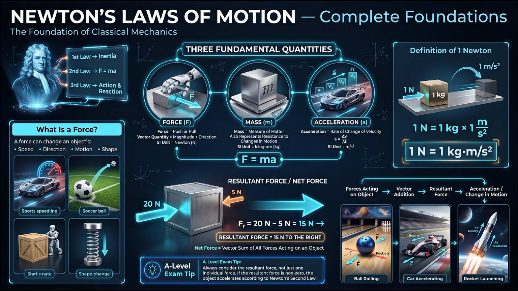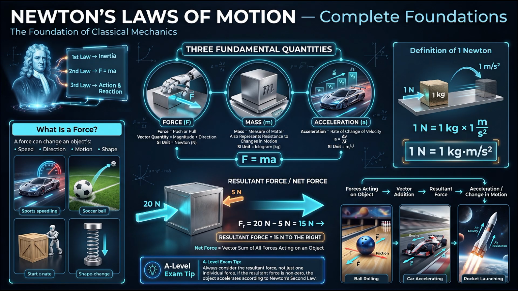For example, imagine a box being pushed to the right with a force of 20 newtons, while another force of 5 newtons acts toward the left. Because the forces act in opposite directions, they partially cancel each other. The resultant force is 20 newtons minus 5 newtons, giving a net force of 15 newtons toward the right. According to Newton's second law, this 15 newton resultant force will produce an acceleration toward the right. If the mass of the box were 3 kilograms, its acceleration would be 5 meters per second squared, because acceleration equals resultant force divided by mass, giving 15 divided by 3, which equals 5 meters per second squared.